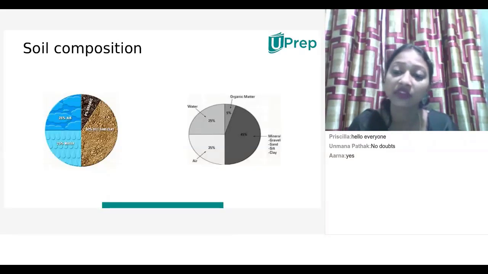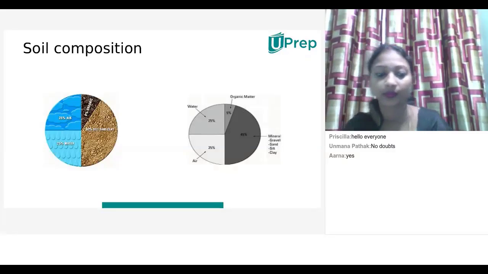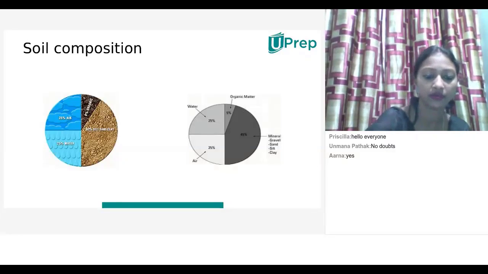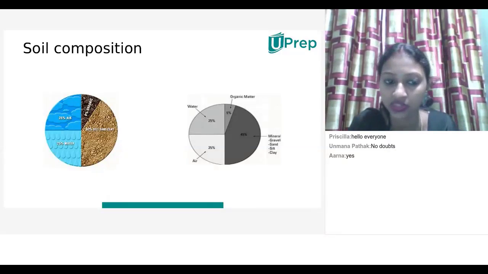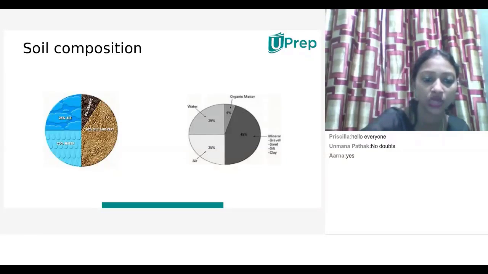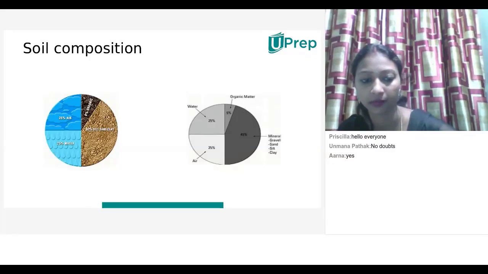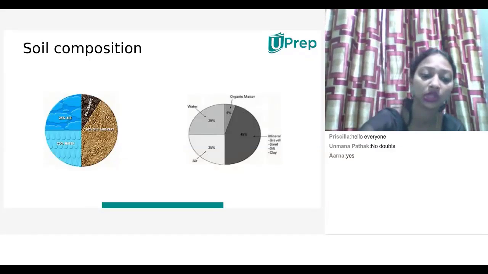Some are useful. If you see earthworms, what is the use of earthworms, children? The earthworm is also called the friend of a farmer. Why? Because the earthworm helps with nitrogen fixation, keeping the soil fertile. It also creates the pores present in the soil. It digs the pores naturally. So earthworms are very useful, and are called the friend of a farmer. So this is about the soil composition.